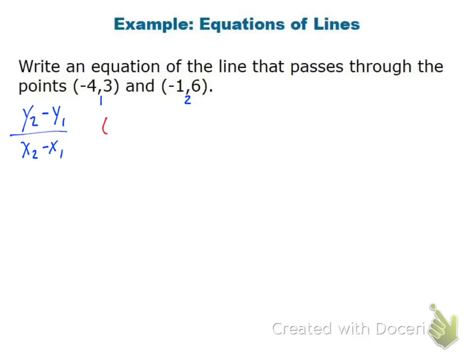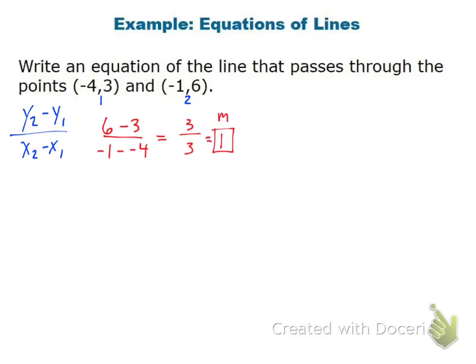So the second y, 6 minus 3, and then on the bottom, second x minus the first x. So -1 minus -4. Be careful with the signs there. Make sure it's minus a negative. So I should get 3 over, that gives me plus a positive, so it becomes a positive 3. So my slope is 1, that's my m.